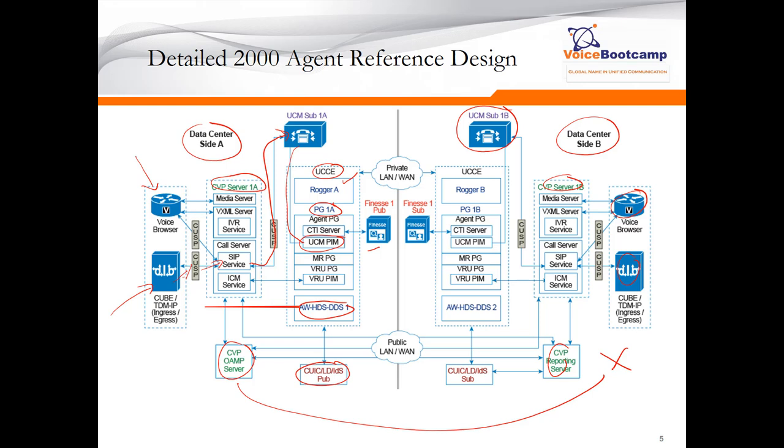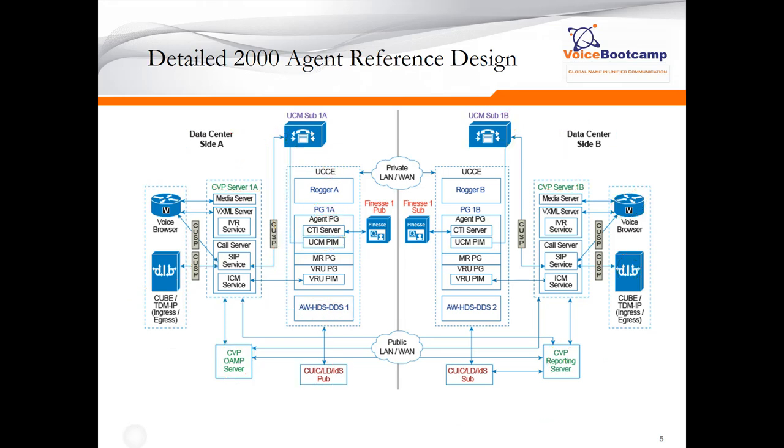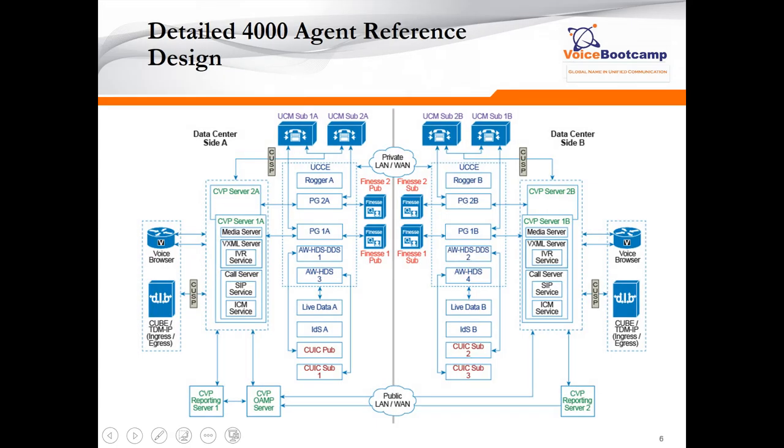All right, so that's pretty much the number of servers, or rather virtual machines, that you need for the up to 2000 agent reference design. Now let's take a look at what we need for 4,000. It's very similar, except that we're increasing the number of PGs, and the number of HDS and AWD servers. In the previous design, these were all under the same virtual machine. Now they are in independent virtual machines.